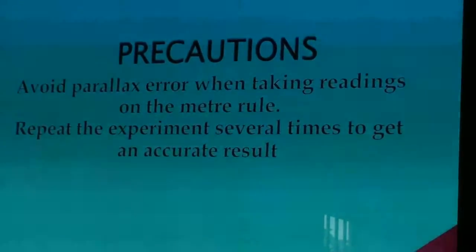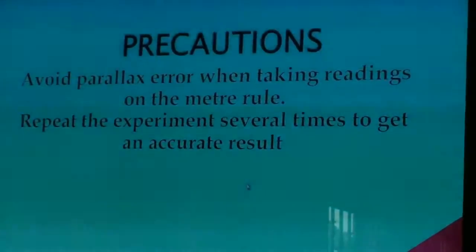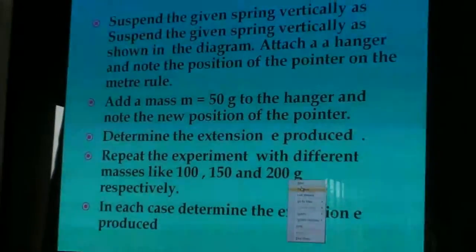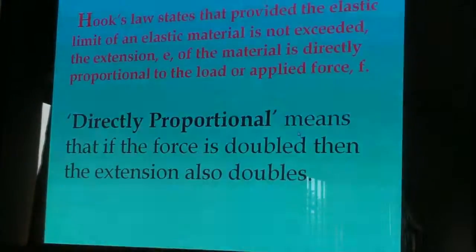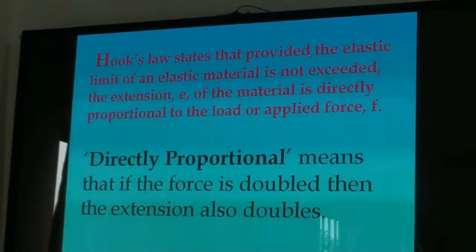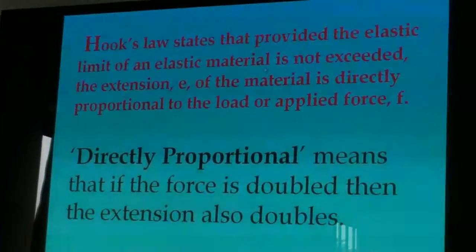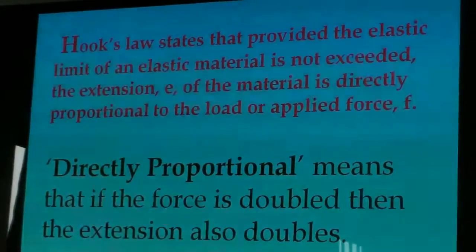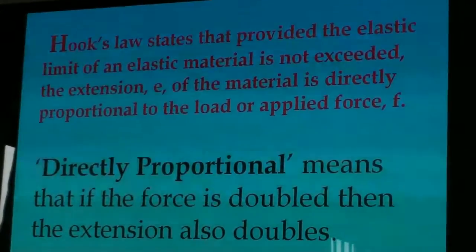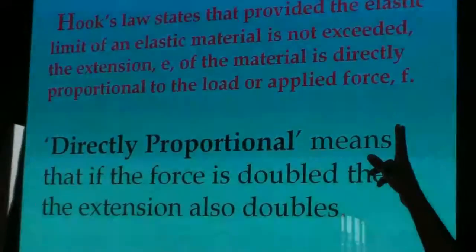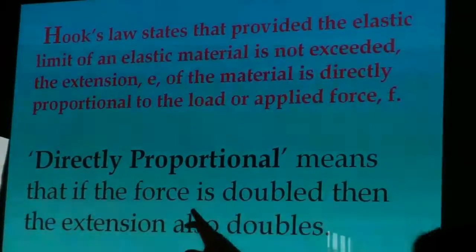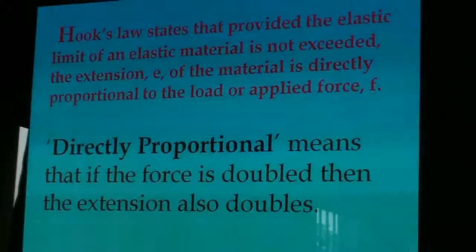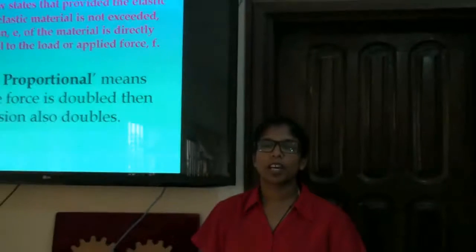So this is the end of verification of Hooke's law. Once again, Hooke's law states that provided the elastic limit of an elastic material is not exceeded, the extension of the material is directly proportional to the load or the applied force. The applied force here is the mass. We added the mass, and we saw that as the mass is doubled, extension also doubles. That's the meaning of directly proportional. So we have verified Hooke's law.